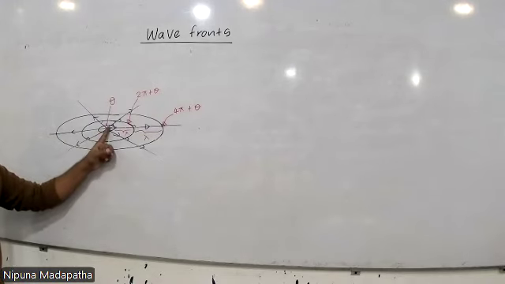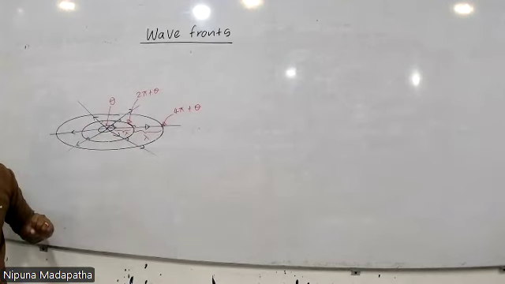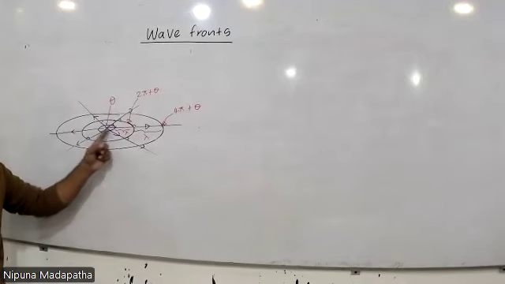The phase angles go like that. The difference is 2 pi.